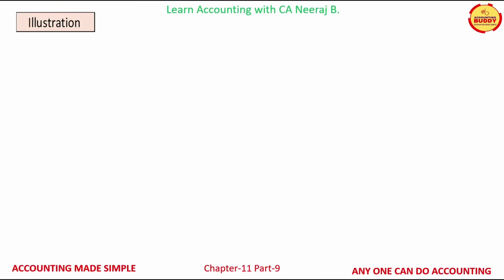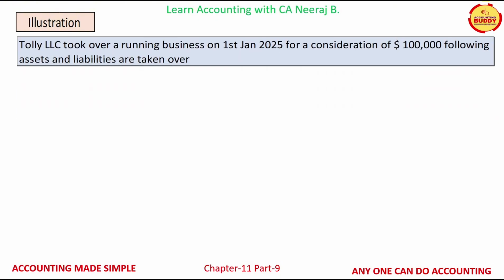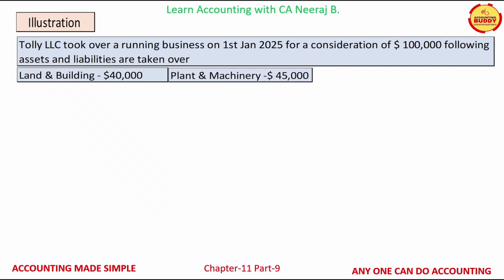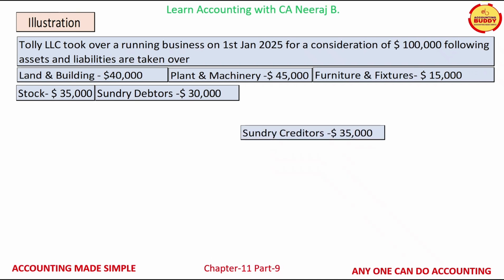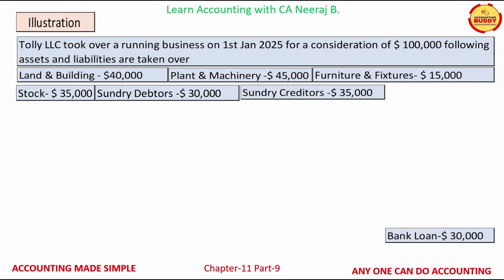Let us study yet another illustration. Tolly LLC took over a running business on 1st of January 25 for a consideration of $100,000. Following assets and liabilities are taken over. Assets which are taken over include land and building for $40,000, plant and machinery for $45,000, furniture and fixtures for $15,000, stock for $35,000, and sundry debtors for $30,000. While the liabilities which are taken over include sundry creditors for $35,000 and bank loan for $30,000.